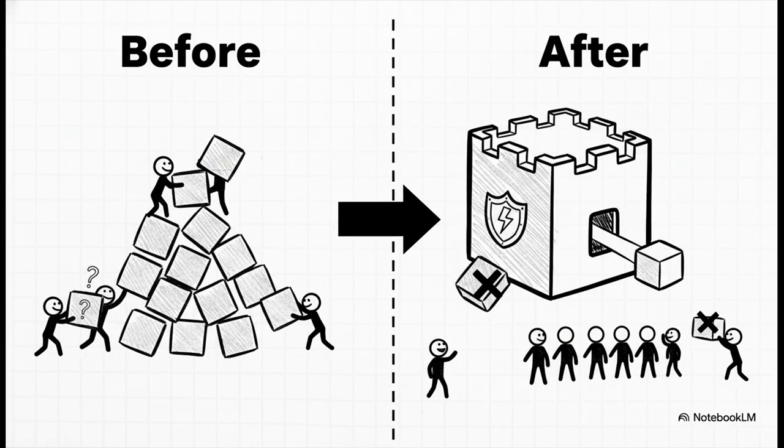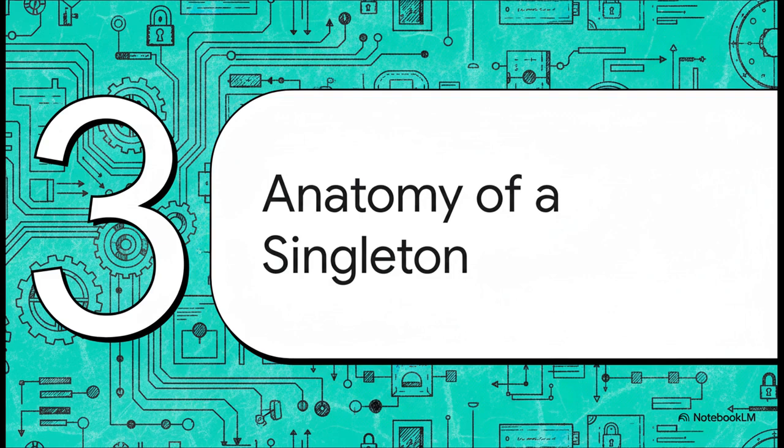And this is the key idea, this fundamental shift in who's responsible. Instead of other classes creating the object whenever they want, the class itself takes total control over its own existence. It becomes the sole guardian of its one and only instance, and its job is to protect that instance from ever being duplicated.